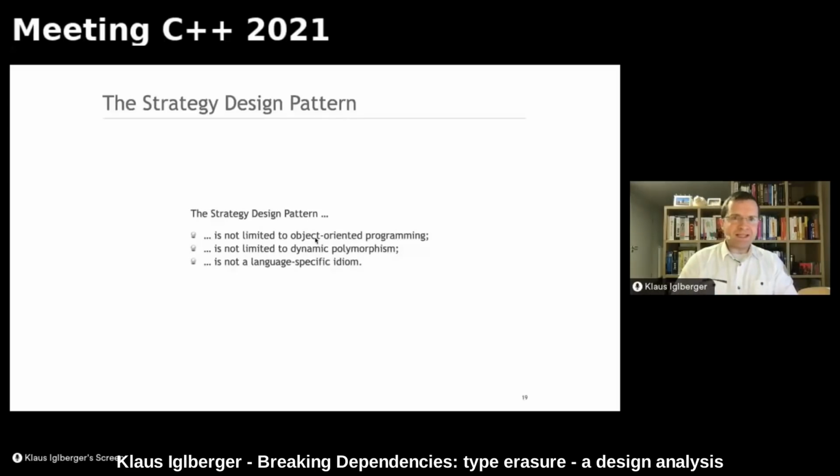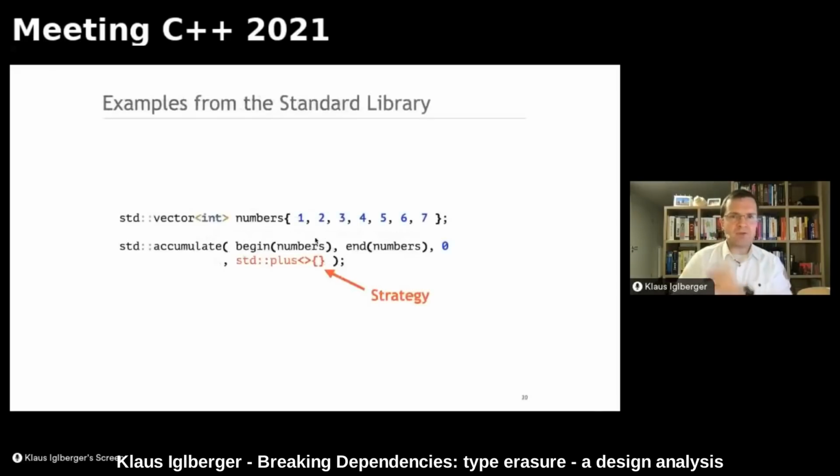The standard library itself is actually full of examples of the strategy design pattern, but all totally without inheritance, without base classes, static polymorphism. So for instance, you know that from a lot of the standard algorithms, like accumulate. So I can accumulate numbers, and I specify how I want to accumulate. That little plus here is actually a strategy, a compile time strategy. You specify from the outside, by means of dependency injection, how this accumulate should work.